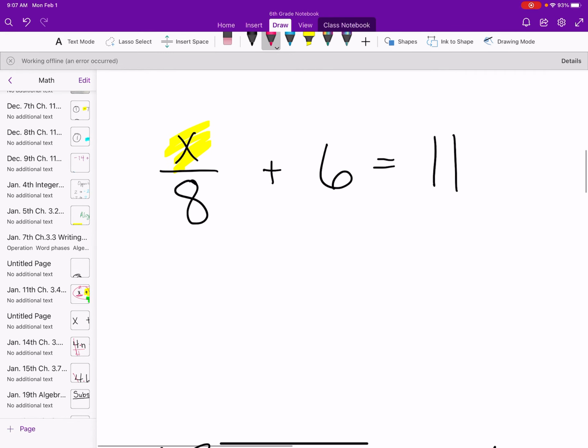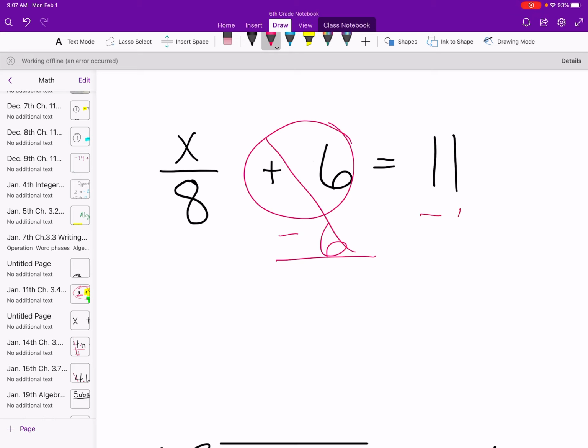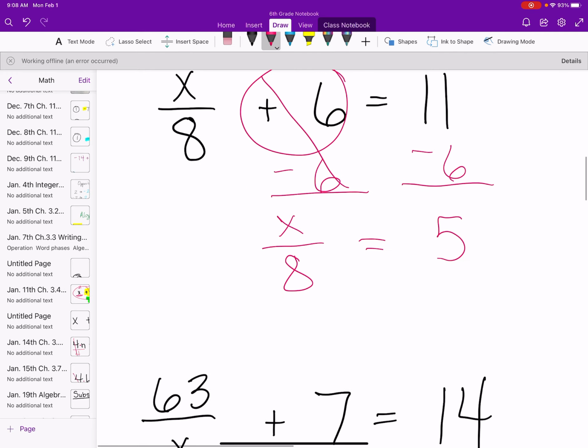This next one, we're working in a little division here. We need to do our addition and subtraction first. The opposite of plus 6 is minus 6. Then we get x over 8 is equal to 5. So x divided by 8 is equal to 5. Something divided by 8 equals 5. You might know that that is 40. Or you could say the opposite of dividing by 8 would be multiplying by 8. Multiply by 8 on both sides, and you get x is equal to 40.